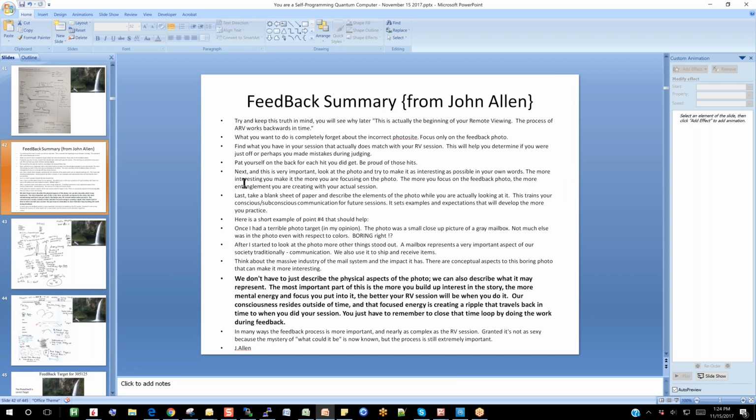Yeah, so the blank sheet of paper one, I think. Okay, last, take a blank sheet of paper, describe the elements of the photo. Okay, maybe that does come up naturally then. While you're actually looking at it, this trains you to communicate, it sets examples and to develop. Okay, let's take a blank sheet of paper and describe here the key elements of the photo. Describe them, and that includes sketching as well. So let's see the photo again real quick.